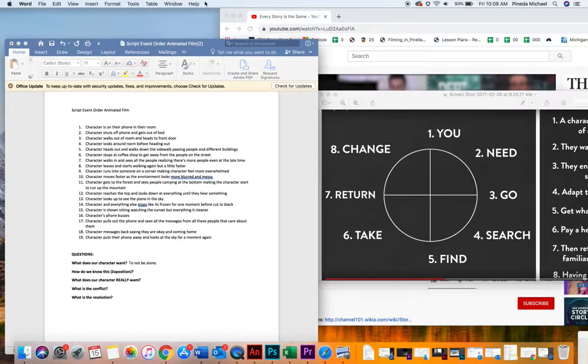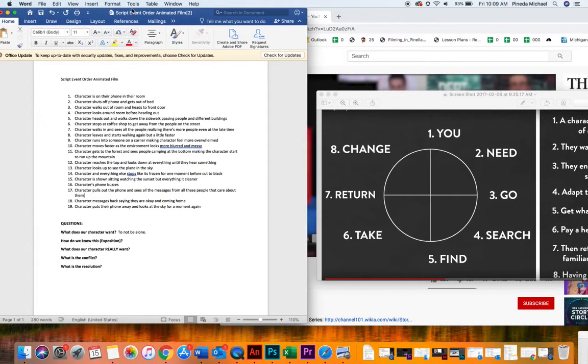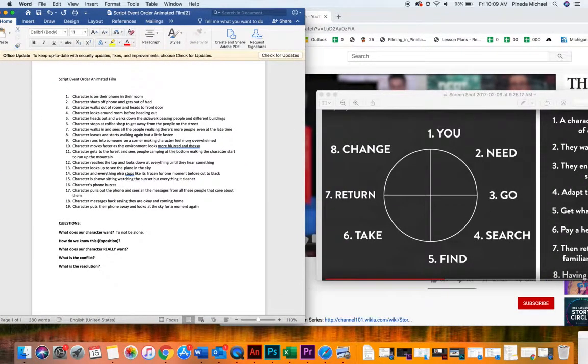Okay, so I want to go over your script, which I like, but it does need a few things here. Okay, so here we go. I like the idea that the characters in the phone and in the travel run into somebody that makes them feel uncomfortable or more overwhelmed. Character runs into someone on a corner, making character feel more overwhelmed. Yeah, it's interesting, and then I like how the environment gets more blurred and abstract, and it's cool.